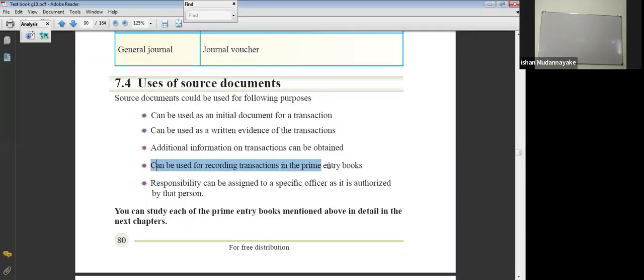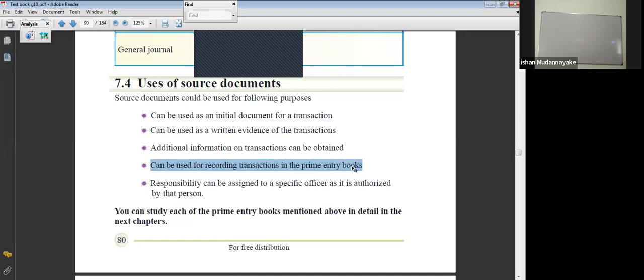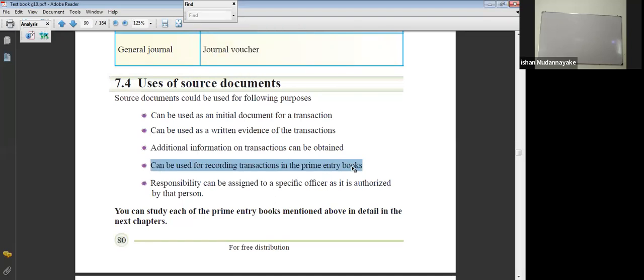Fourth one: can be used for recording transactions in the primary books. To record transactions in primary books, we can use this source document. Please highlight the whole sentence: can be used for recording transactions in primary books.